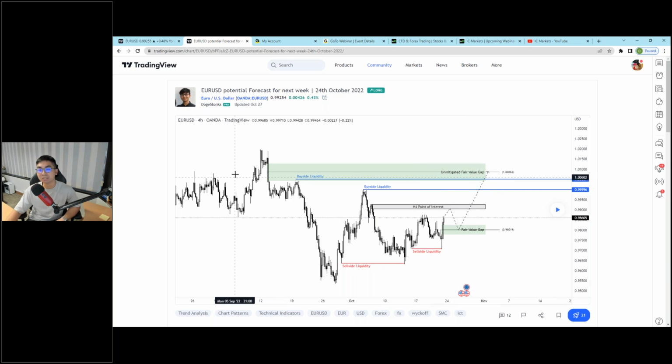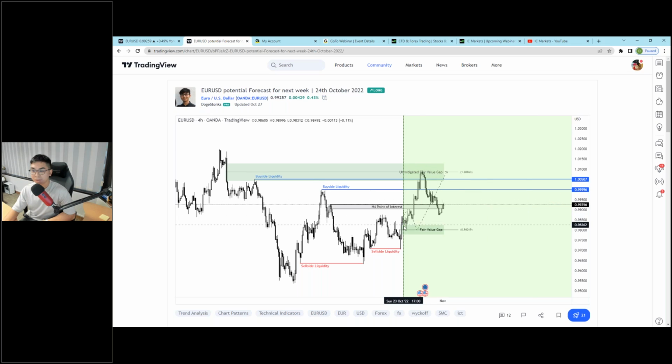So this is the unmitigated fair value gap. What do I mean by that? We have a fair value gap right here. Price only tapped into that, but we haven't hit the 50% equilibrium, the 50% area. That's why I marked out the 1.00863 area. So I was expecting price to bounce and hit there. If we press start, you can see price actually tapped in, reflected off the 1.00863 exactly before it rebounds back downwards.